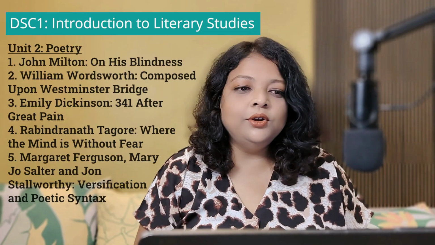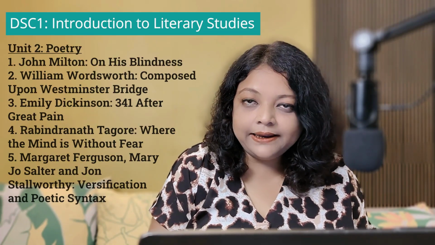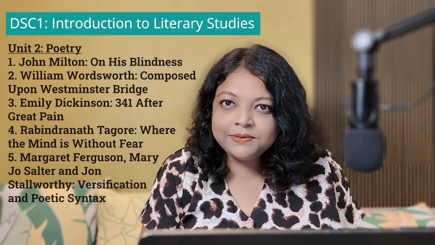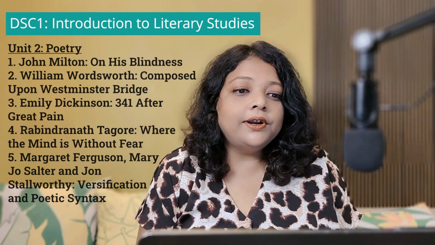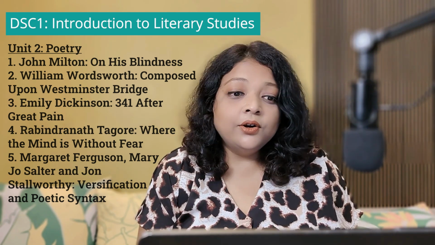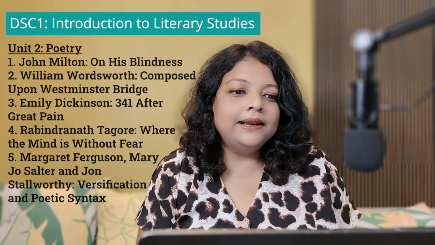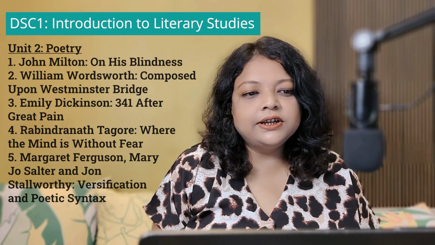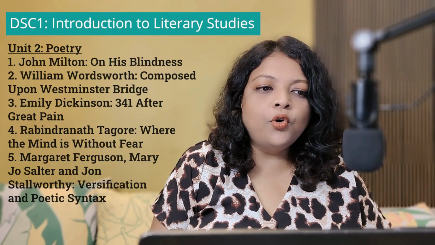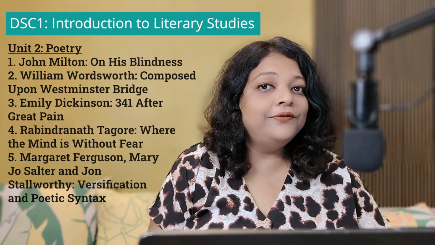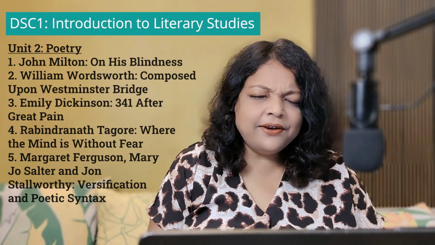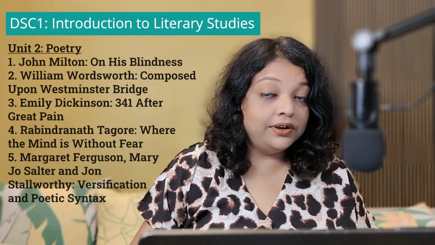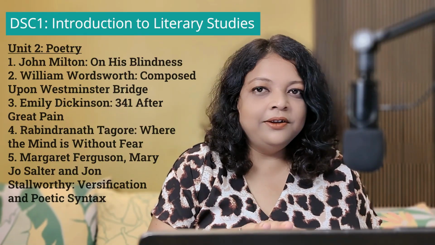In Unit 2, you have John Milton's On His Blindness, a very beautiful sonnet, William Wordsworth's Composed Upon Westminster Bridge, Emily Dickinson's 341, After Great Pain, Tagore's Where the Mind is Without Fear, and again a theoretical part, Margaret Ferguson's Versification and Poetic Syntax. The 4 poems prescribed here are all very short and easily doable. Some of these are even prescribed in class 11, 12, and even before that. So you will be fine with them.